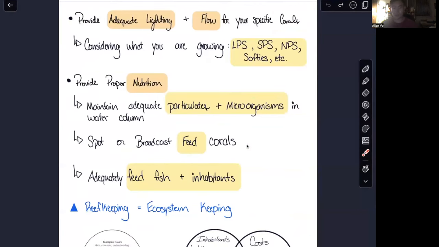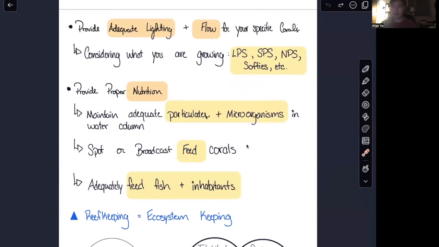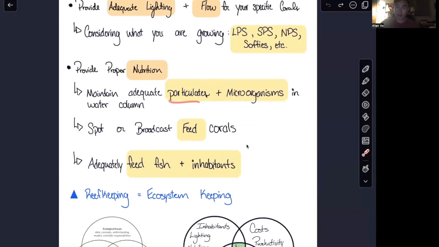We also have to provide proper nutrition, and not just the maintenance of nutrients in the common sense, such as nitrates and phosphates. We have to maintain particulate and microorganisms in the water column. That's what the corals really feed on. They don't feed on the nitrogen compounds, or they're not as efficient. Imagine if you were to take just a bunch of, let's say, vitamin supplements versus eating an entire meal, carrots, steak, eggs, full well-rounded meal, food pyramid and everything. What's to say that vitamin, sure, it might contain all the things that a human needs, but the amount of nutrition derived from that vitamin versus that full meal is completely different.